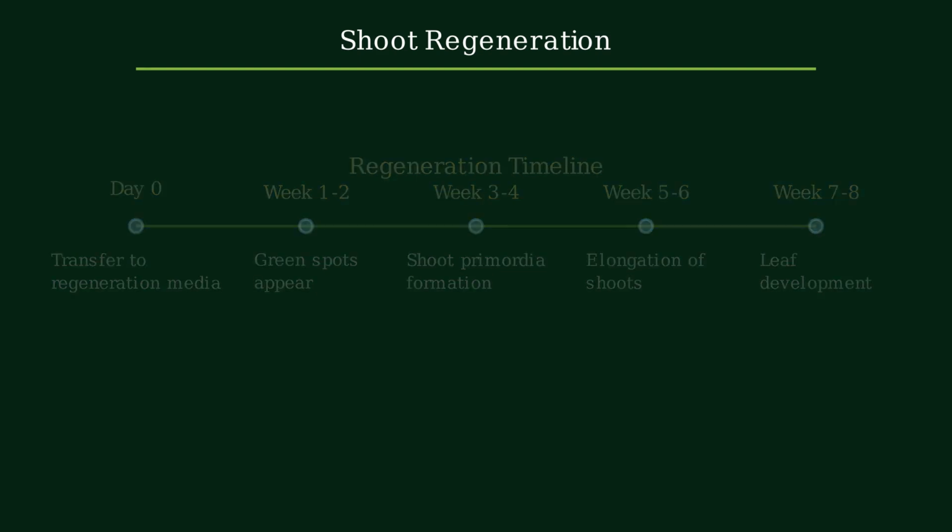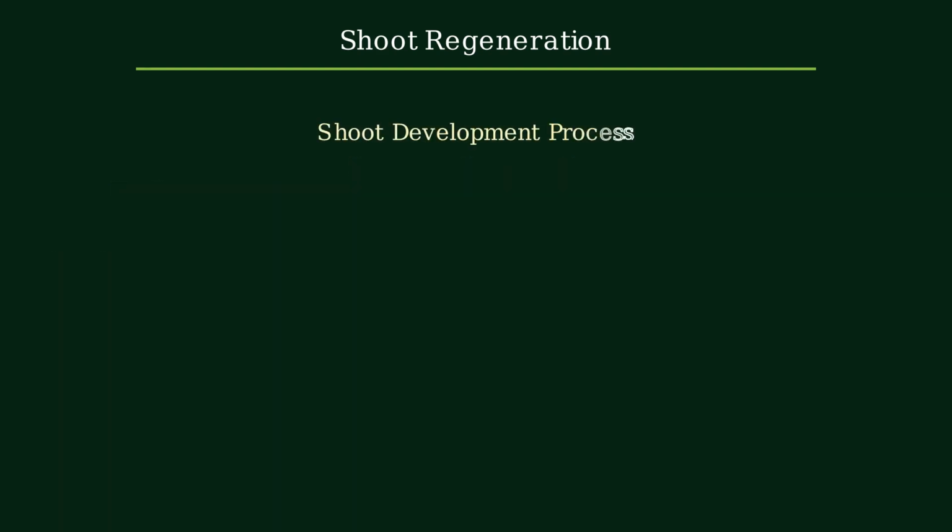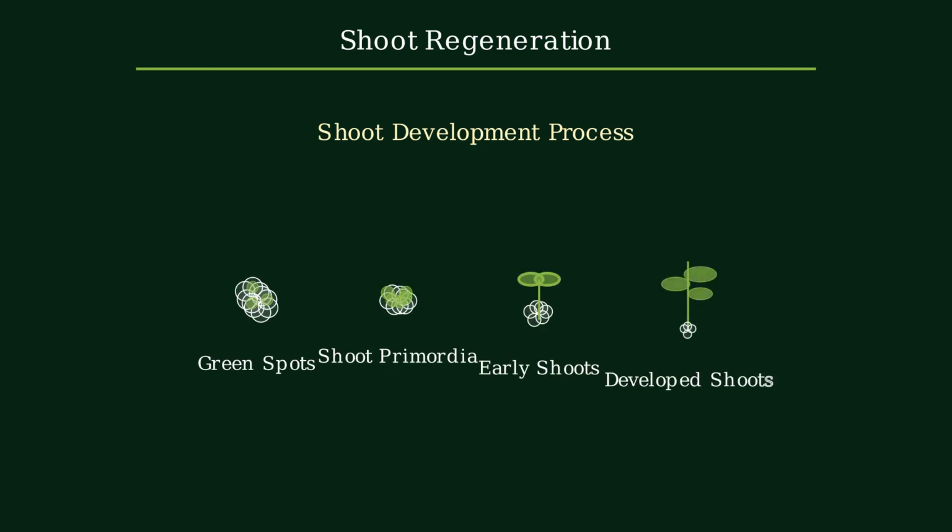The visual progression of shoot regeneration begins with small green spots on the callus, indicating areas where cells are beginning to organize into meristematic regions. These develop into shoot primordia, which are small, dome-shaped structures with organized cell layers. The early shoots then begin to elongate with rudimentary leaf structures. Finally, fully developed shoots emerge with well-formed stems and leaves, ready for the root induction phase.